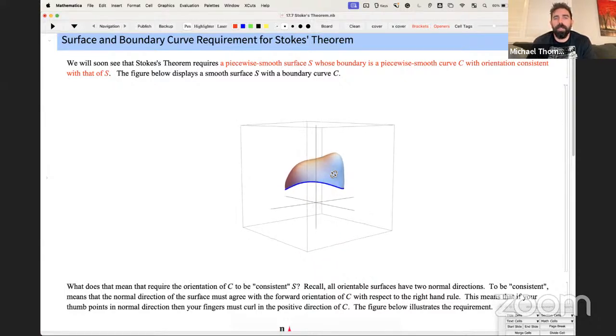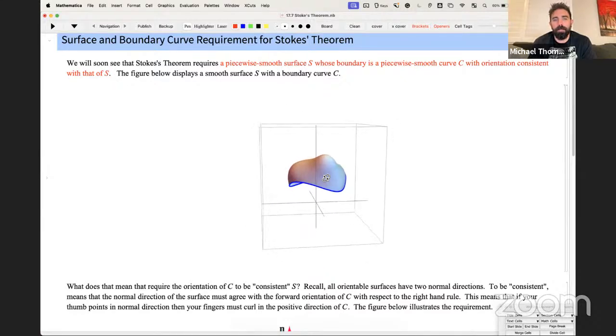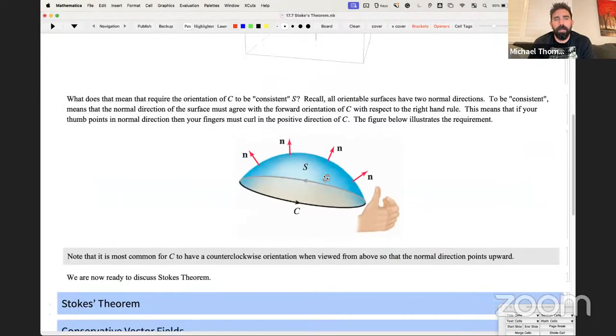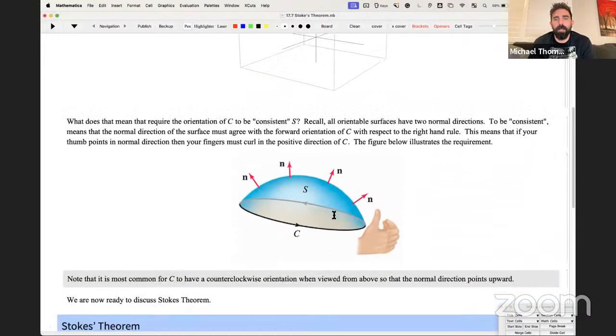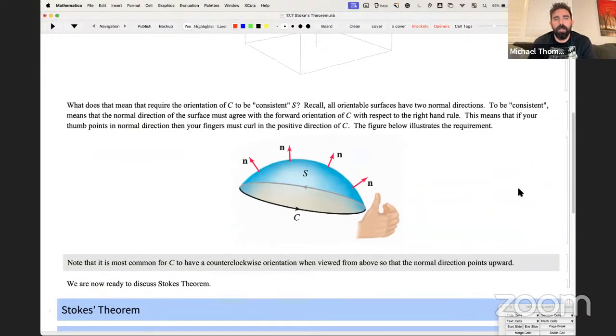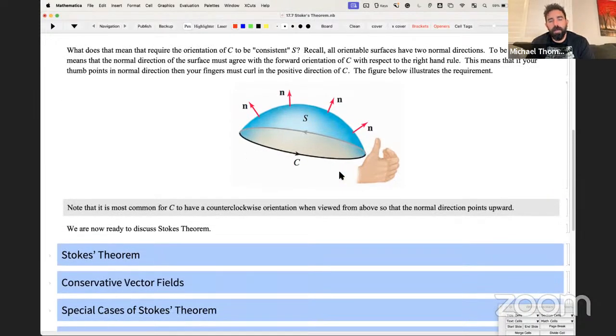All right, so let's talk about what that means. I haven't explained that in the picture. So here's the idea. This is a similar surface. Let's say you have an open surface like this. You remember, you have the freedom to orient it how you want. You could orient it so that the normal direction is upward, kind of outward like this, or you could orient it so the normal direction is downward. It just depends on what you're being asked to do or what you want to do.